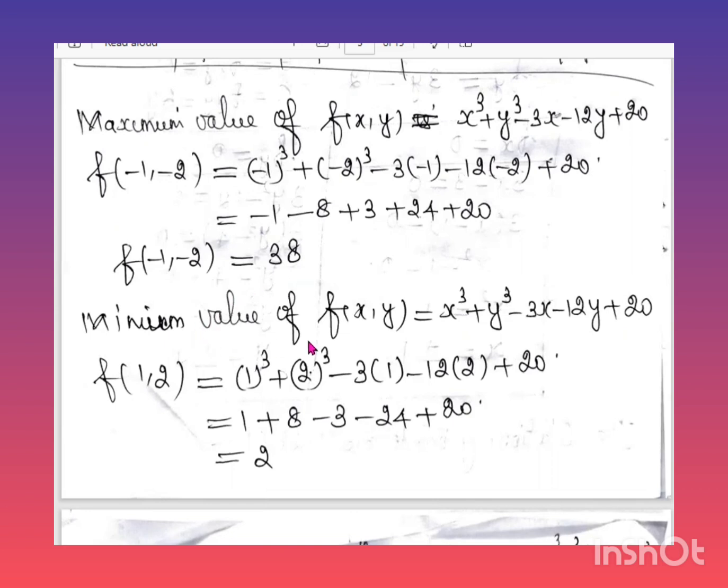Minimum point is 1 comma 2. Substitute in the same equation: 1 cube plus 2 cube minus 3 into 1 minus 12 into 2 plus 20. So 1 plus 8 minus 3 minus 24 plus 20. So 29 minus 27 is equal to 2. This is the minimum value. The minimum point is 1 comma 2. So the maximum value is 38 and the minimum value is 2. Thank you.